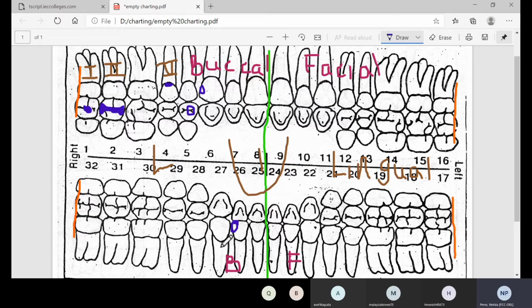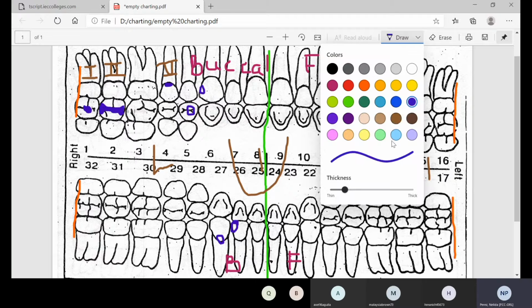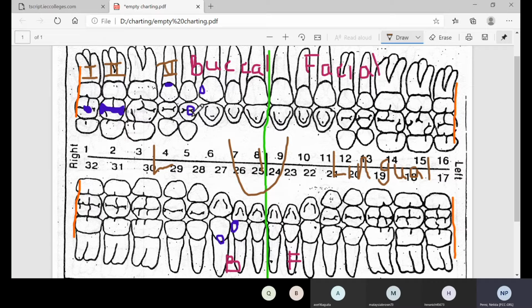Now, right next to it, you have one that looks like this. A little bit smaller. Again, what kind of filling is this? Composite. Good, composite. What surface is this? Facial. Good, facial. Okay, so now let's go back to classifications. So this one here is in the middle. So remember what I told you, classifications, if it's in the middle, what's it called? Class 1. Beautiful, class 1.